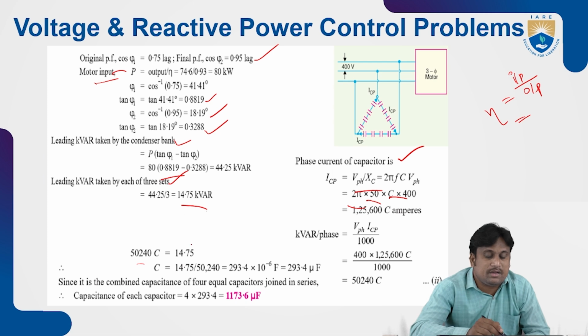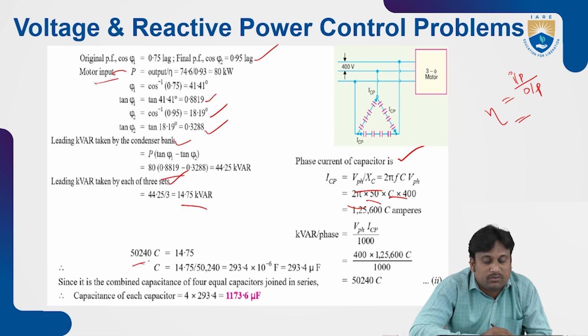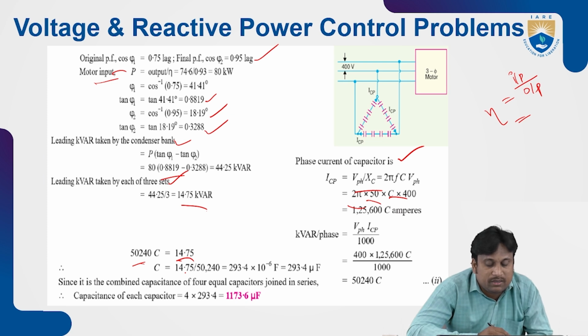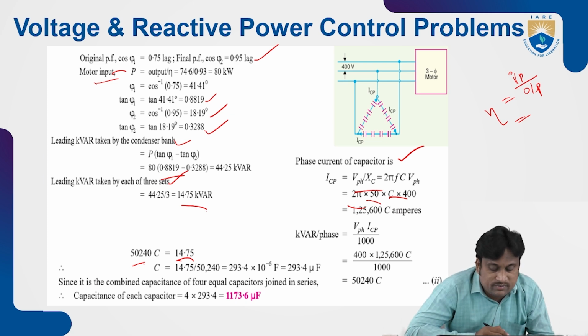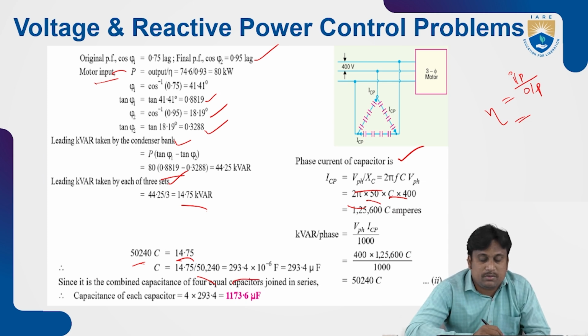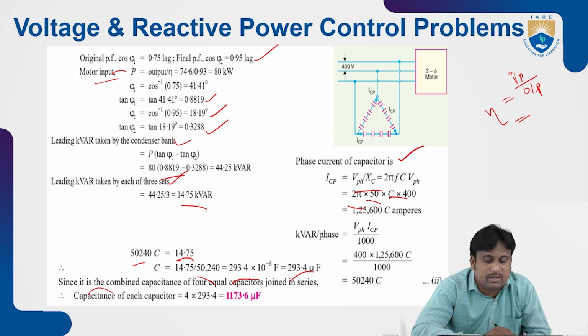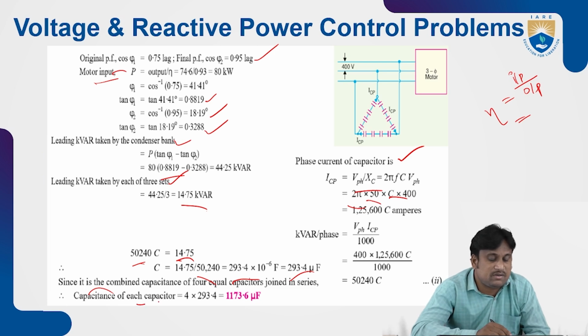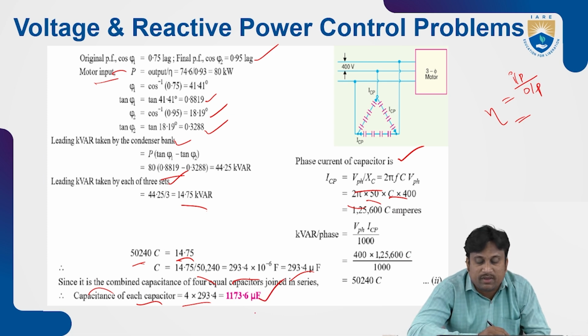The capacitance can be calculated from the leading kVAR, which gives C equals 14.75 by 50,240. That gives 293.4 into 10 power minus 6 farads, so 293.4 microfarads. Since it is the combined capacitance of 4 equal capacitors joined in series, the capacitance of each capacitor becomes 4 into 293.4, that is 1173.6 microfarads.